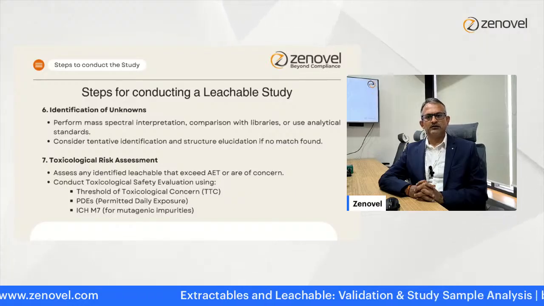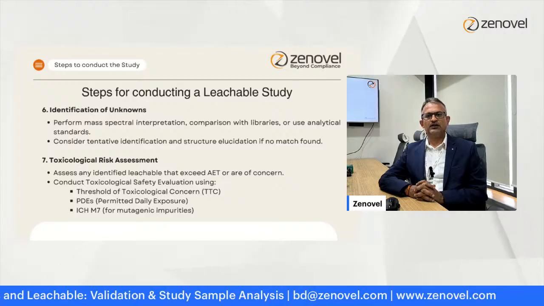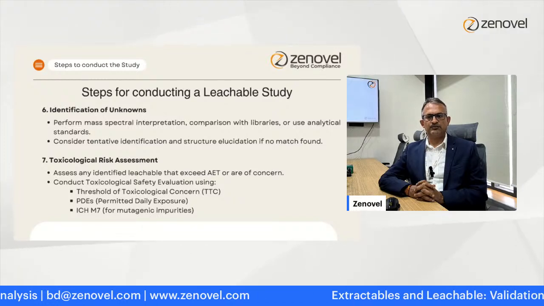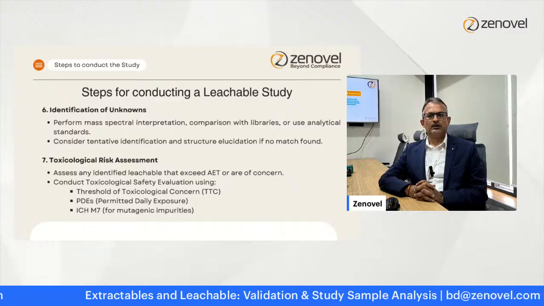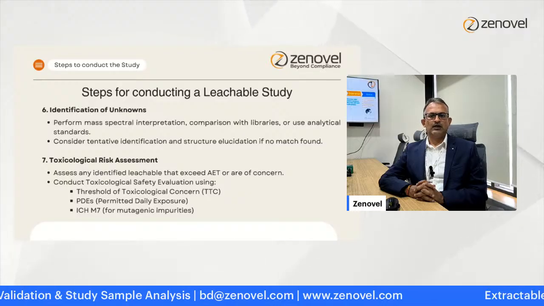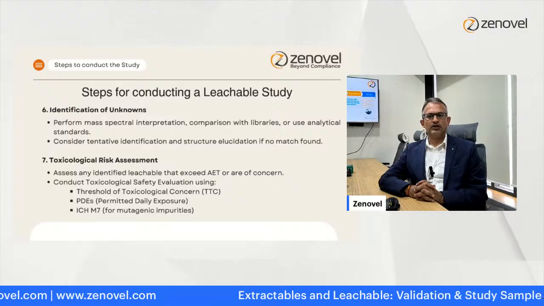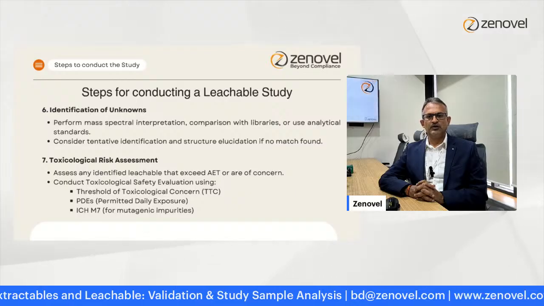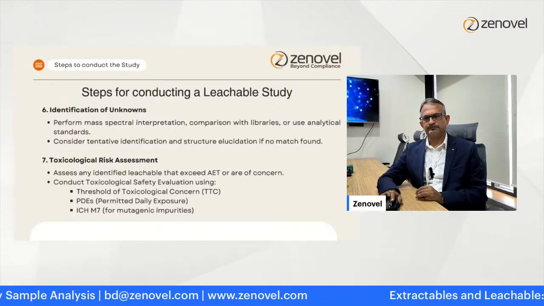After identifying unknowns, the next step is toxicological risk assessment. Assess any identified leachables above the AET that are of concern. Then conduct a toxicological safety evaluation using either the threshold of toxicological concern, or the permitted daily exposure, or the mutagenic impurities ICH M7 guideline for further evaluation of the toxicological compounds and their risk.